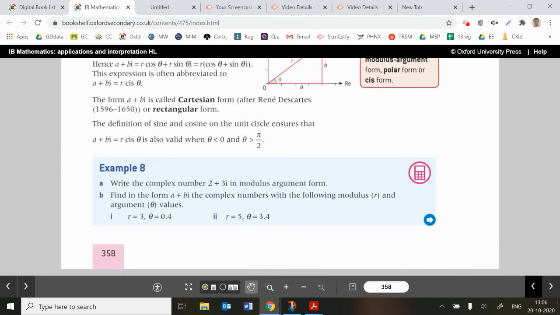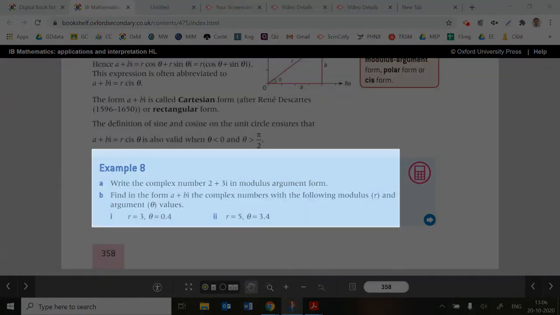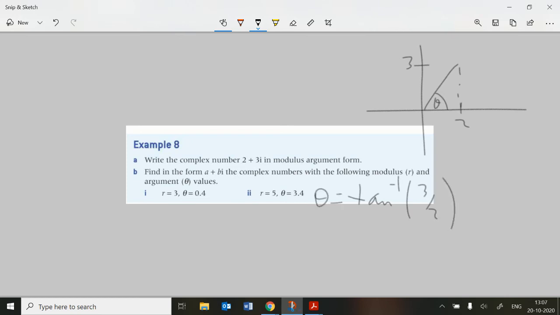So let's just copy this one across again. It says write the complex number 2 plus 3i in modulus argument form. Now, again, I would probably just do that's 2 across, that's 3 up. And I would work out the angle here using tan. So that would be using tan minus 1 of 3 over 2 would give us theta.